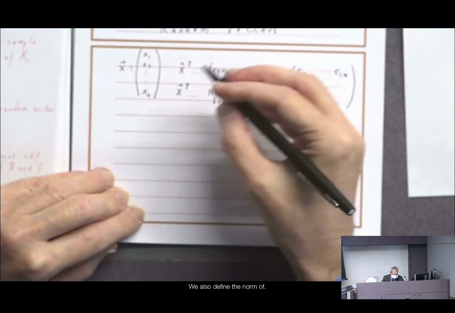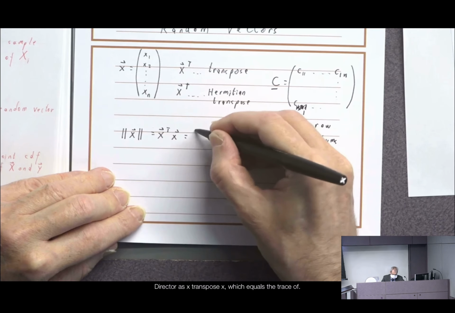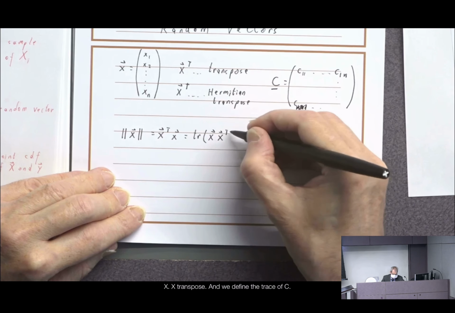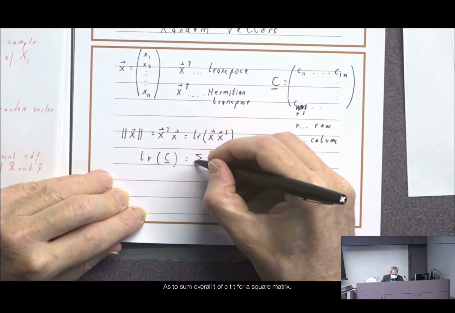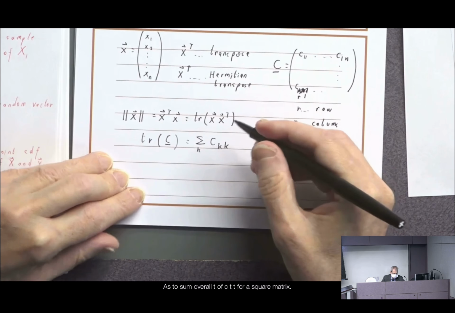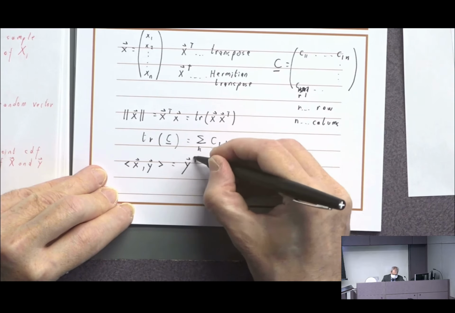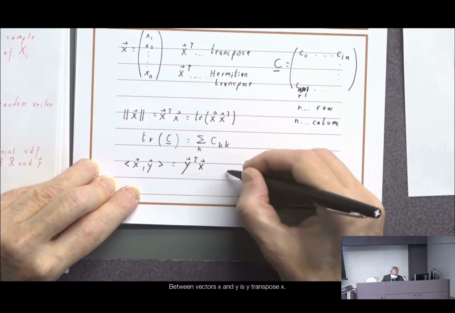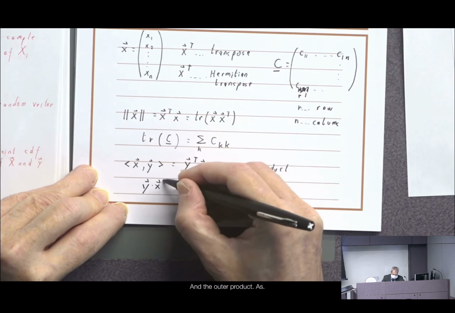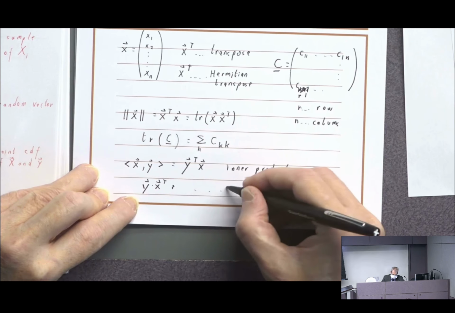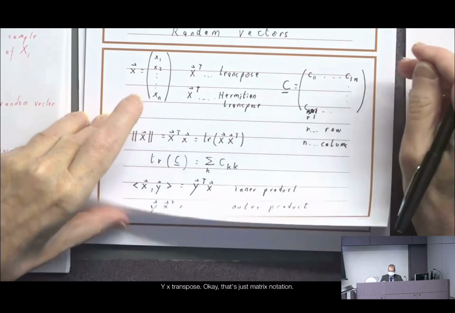We also define the norm of the vector as x transpose x, which equals the trace of x x transpose, and we define the trace of C as the sum over all k of C_kk for a square matrix. We define the inner product between vectors x and y as y transpose x, and the outer product as y x transpose. Okay, that's just matrix notation.